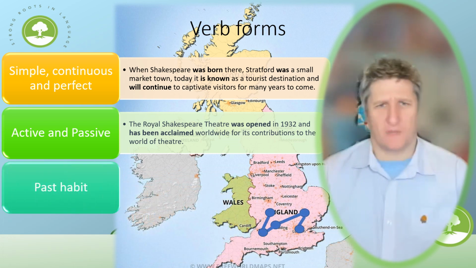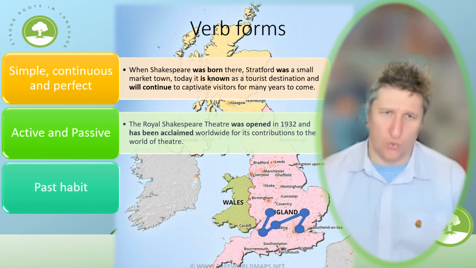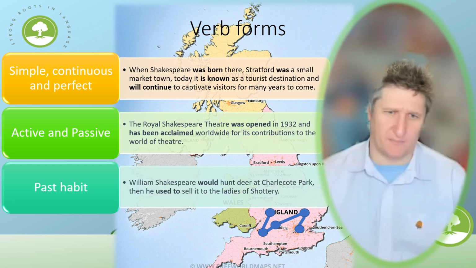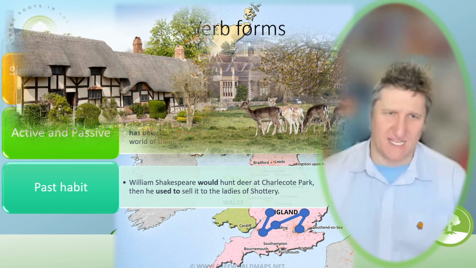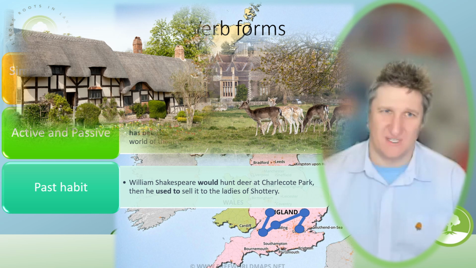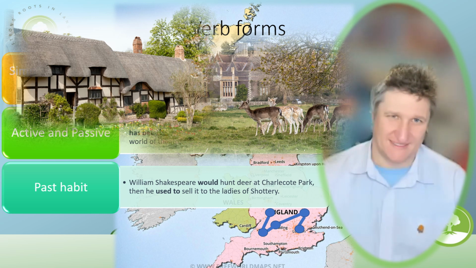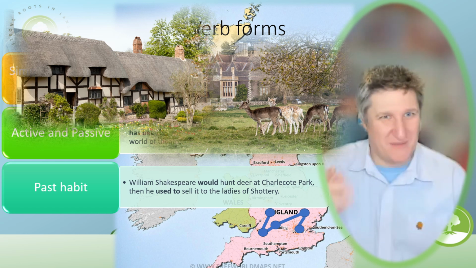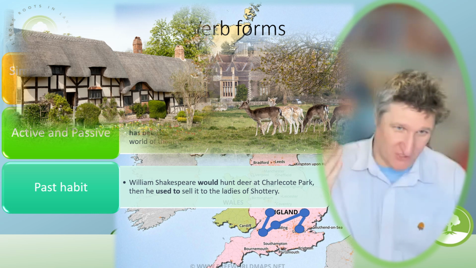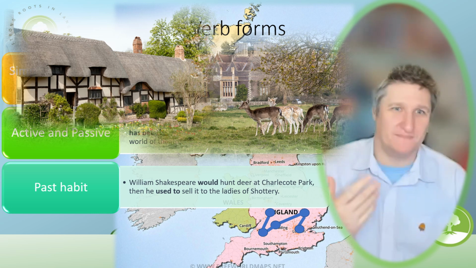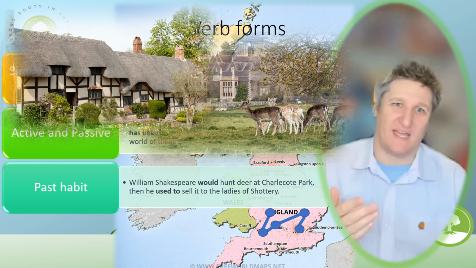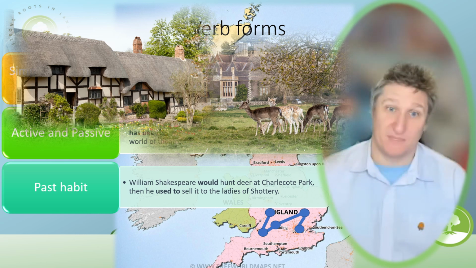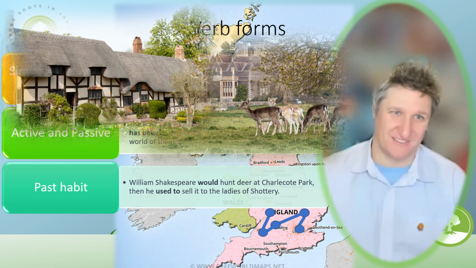You should be able to talk about past habits by using would and used to. For example, William Shakespeare would hunt deer at Charlecote Park, and then he used to sell it to the ladies of Shottery. Now, this is not historically certain, but it is a theory of how he met his wife Anne Hathaway at her cottage. There it is displayed on the screen for you, in Shottery, and why he had to make an abrupt exit to London, pursued by a magistrate, not a bear, who owned the deer park at Charlecote.